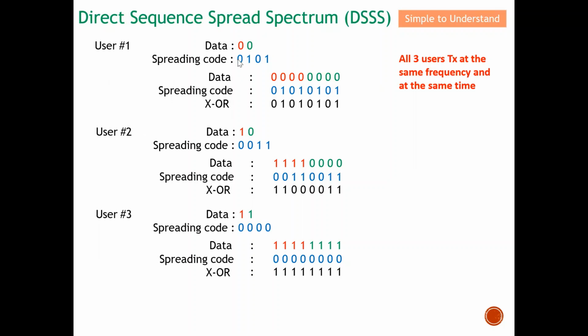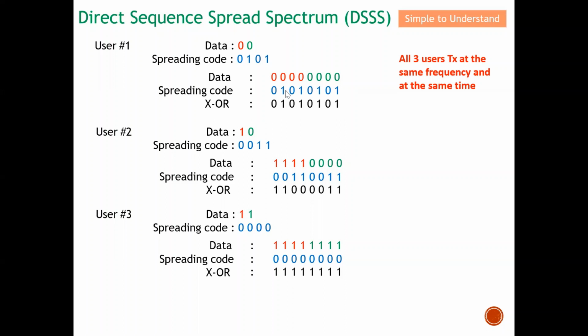Let's start with this example. For example, user 1 has data of 00 to send to the recipient. They have a spread code of 0101. So this is a unique spread code that is given to user 1. Since the spread code is 4-bit, I duplicate the message 4 times, as shown in red. As for the other bit of data, I also duplicate it 4 times.